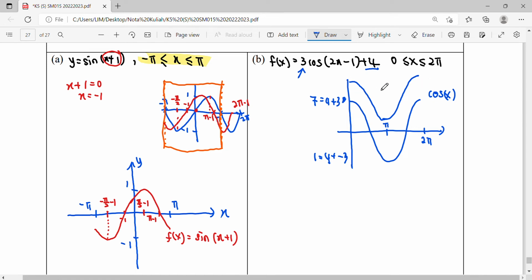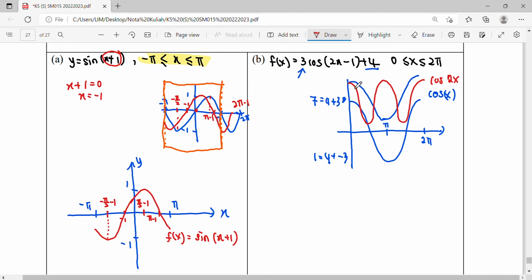So when it has 2x means this graph needs to repeat 2 times in this period, in this 0 until 2 pi. So therefore your graph will be one pattern here and another pattern here. So this is for cos 2x. The period is repeating by 2. So that is what 2x means.